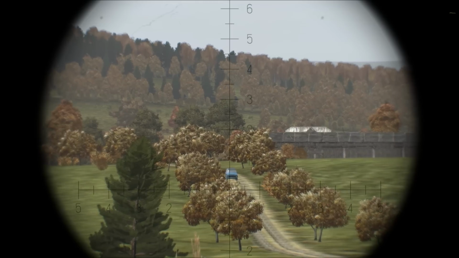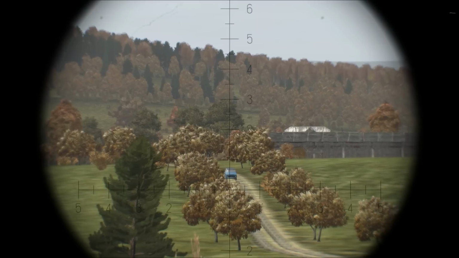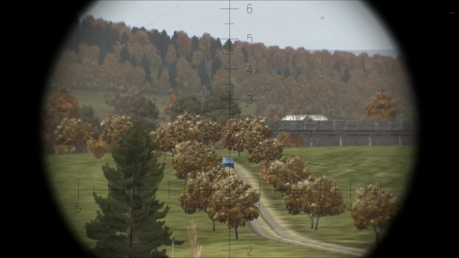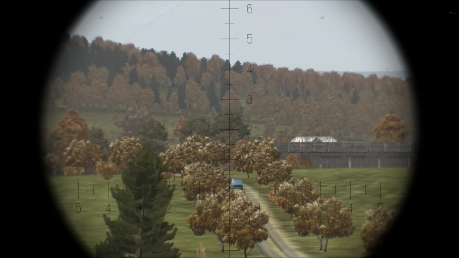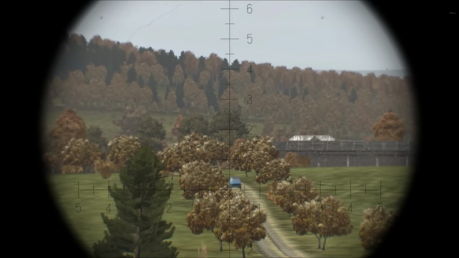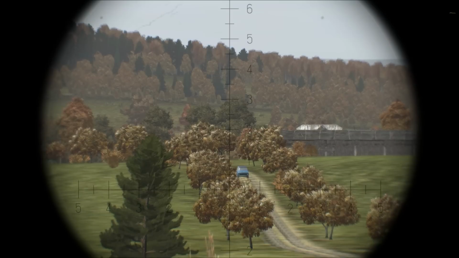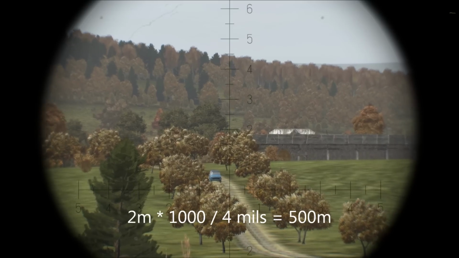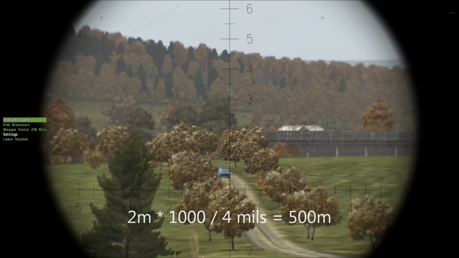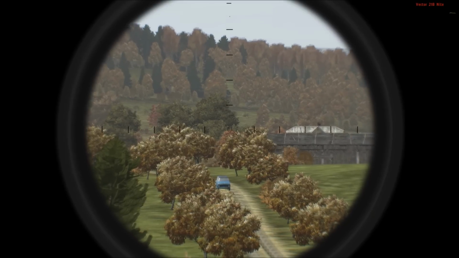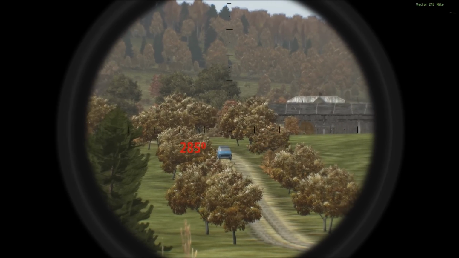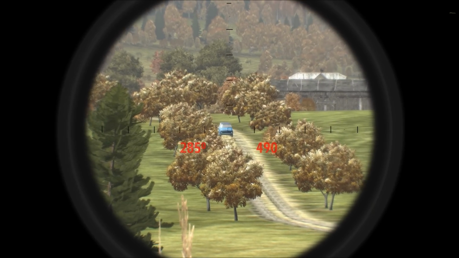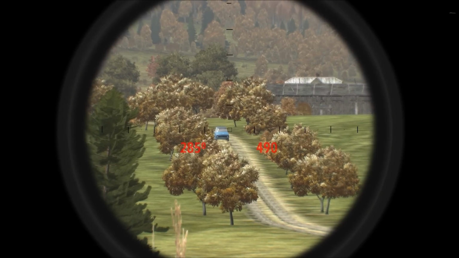The first target is this blue van on a dirt road. I know that the front of the van is roughly 2 meters wide, and I measure the size in the binoculars to be 4 mils. Two meters times 1,000 divided by 4 equals 500 meters. I confirm this by using my vector laser rangefinder, and I find that the true range to target is 490 meters, which is pretty close to what we estimated by using the formula.